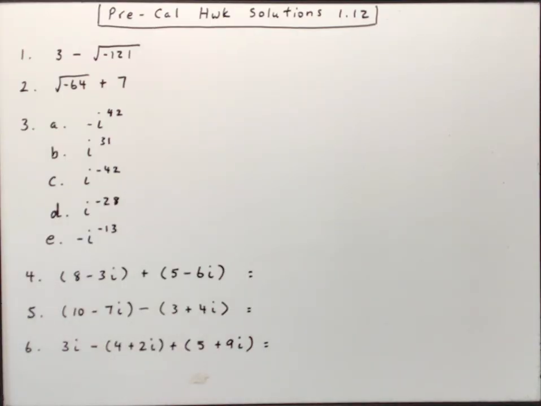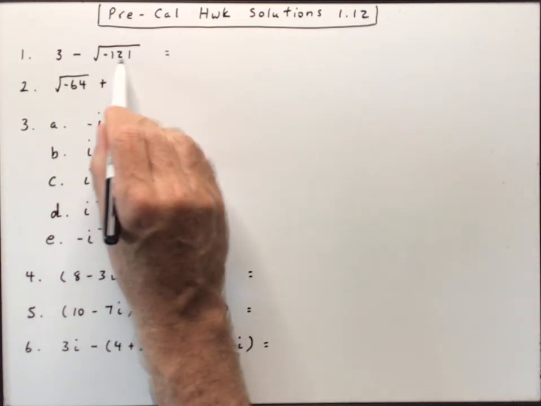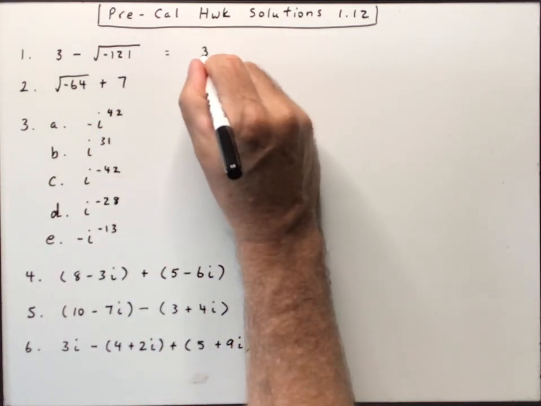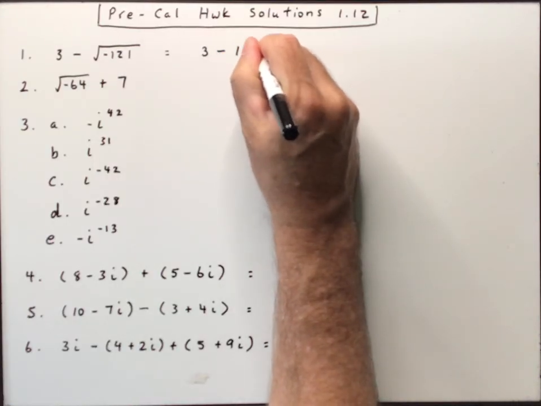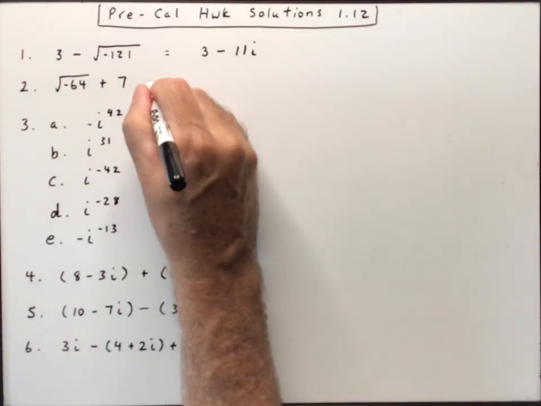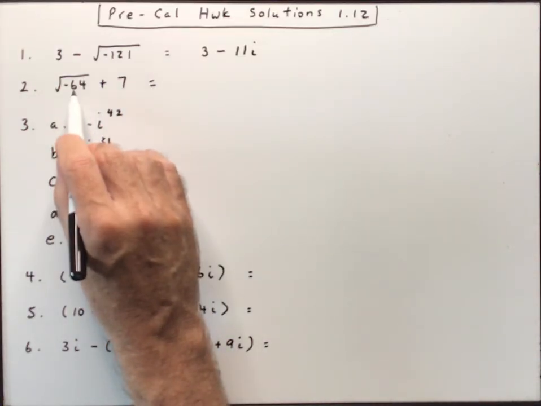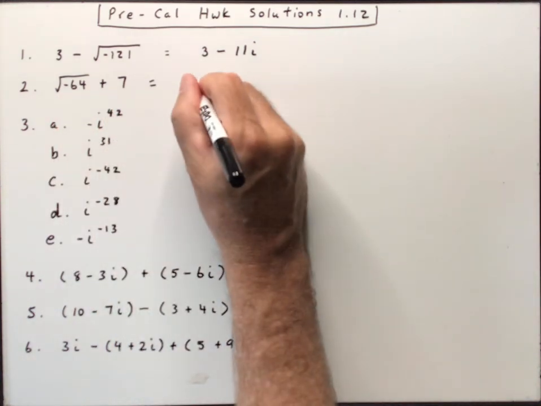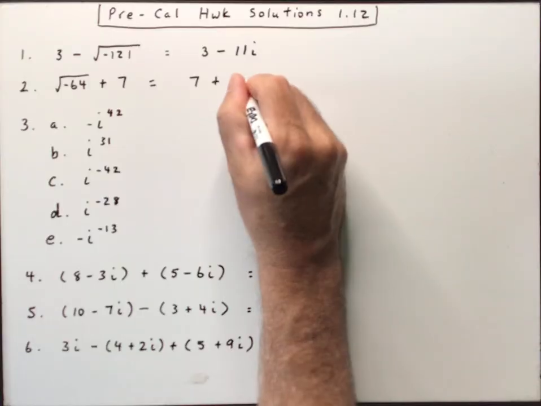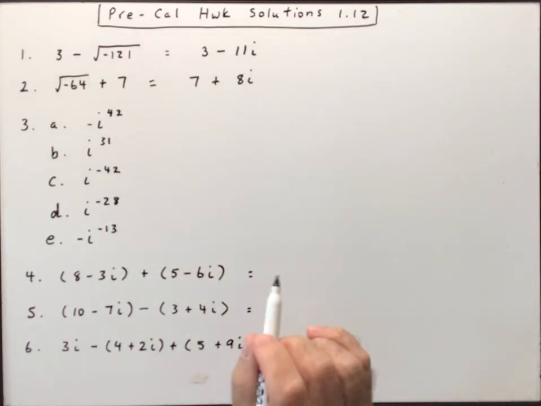So our first one, we want to rewrite as a complex number. The square root of 121 is 11, so this would be the same as 3 minus 11i. All right, so number 2, the square root of 64 is 8, so the square root of negative 64 would be 8i, so that's 7 plus 8i. I want to write the real number first.